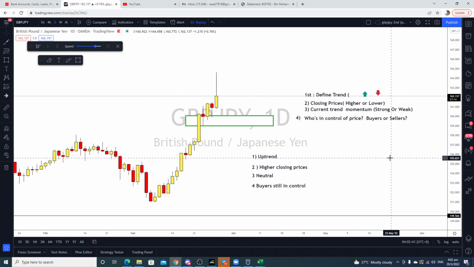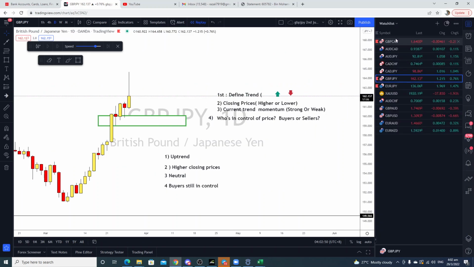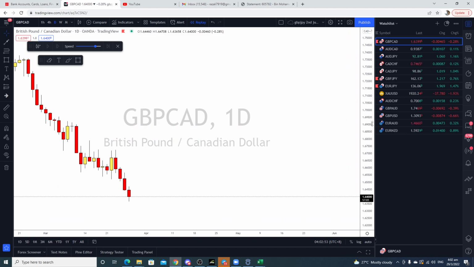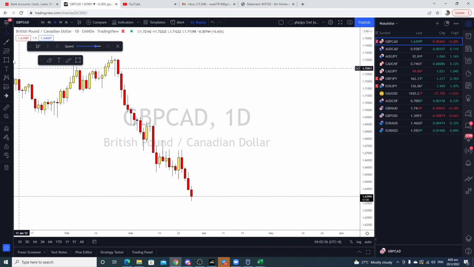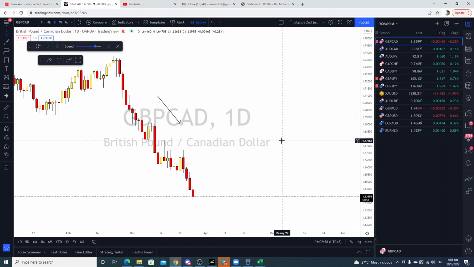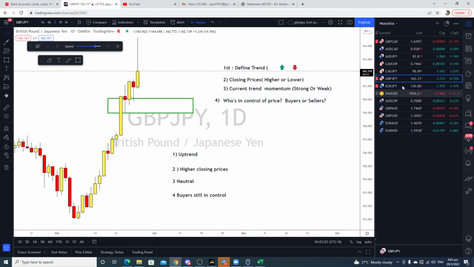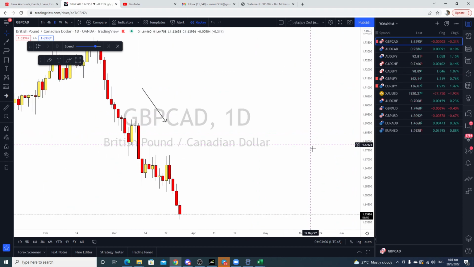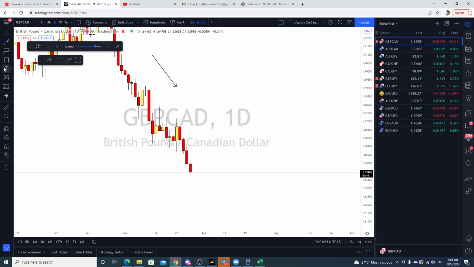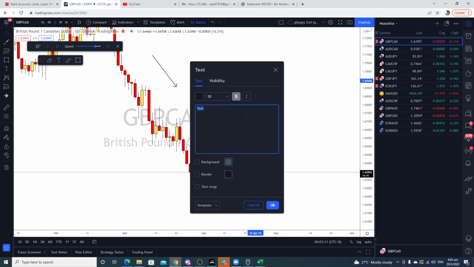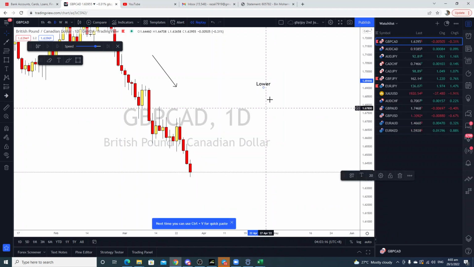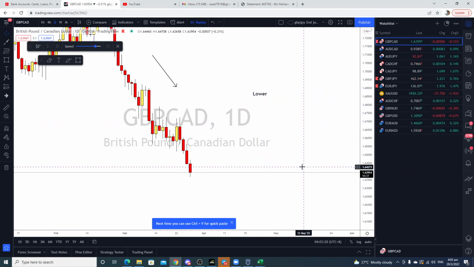Okay, so continue with this. Try to have maybe three or four more pairs so that you can understand the bias. So let's just say for pound cad. Define the trend. Where is the trend right now? Trend is down. Then number 2 is closing prices higher or lower? Closing prices is lower.